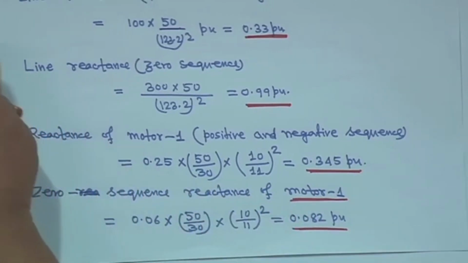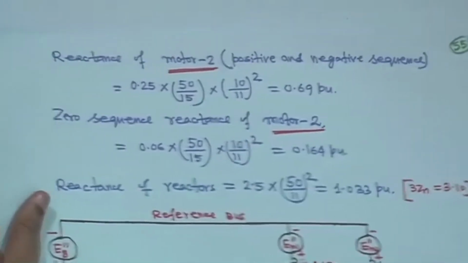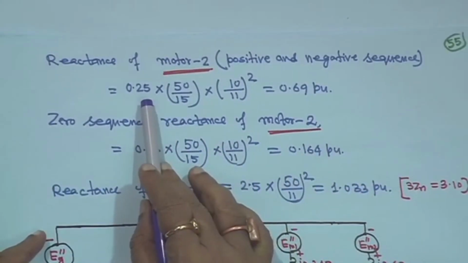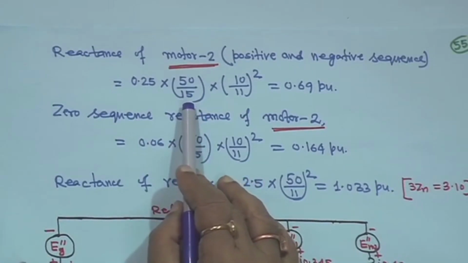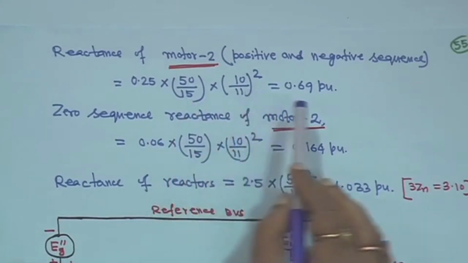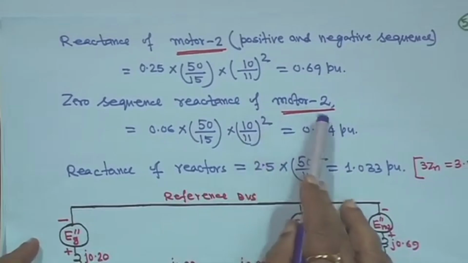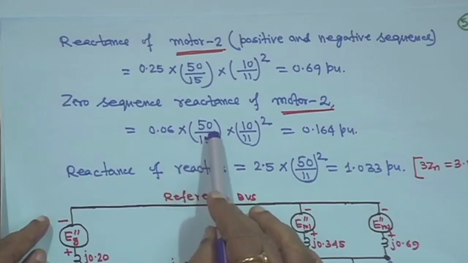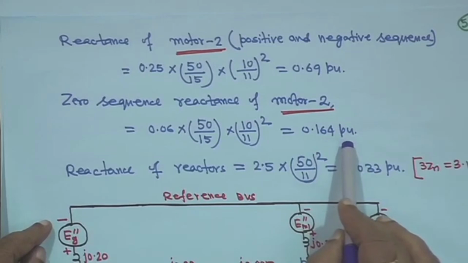Next is for motor 2. These are nothing but parameters that you have to calculate correctly, right. So the reactance of motor 2, positive and negative sequence, is 0.25, given as 25%, into 50 upon 15, because the motor 2 rating is 15 MVA, into 10 by 11 square, that is 0.69 per unit. The zero sequence reactance of motor 2 was given as 6%. So 0.06 into again 50 upon 15 into 10 by 11 square, that is actually 0.164 per unit.